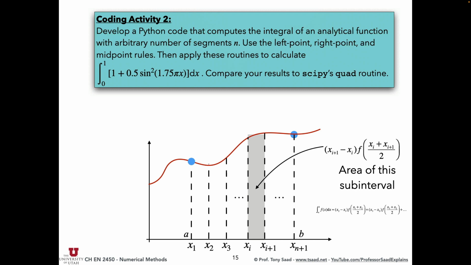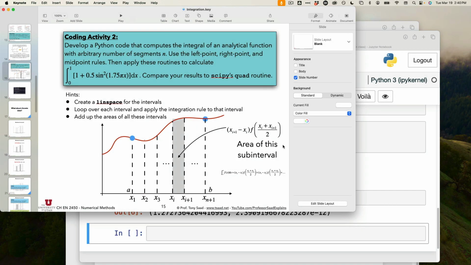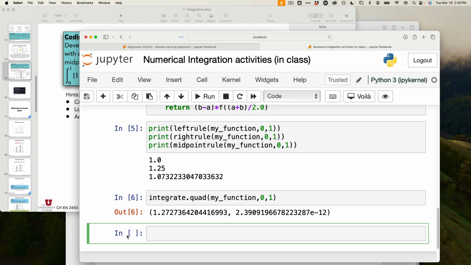Develop a Python code that computes the integral of an analytical function with an arbitrary number of segments. So now our left point rule, our right point rule, or our midpoint rule is also going to take one additional argument, the number of segments. Okay? To say, I want you to evaluate the left point rule with 100 segments and get me the answer for that integral. All right? So similar to the Taylor series, how many terms? Now we have how many segments. Right? So let's just do this together. Right, so this would be activity 2.